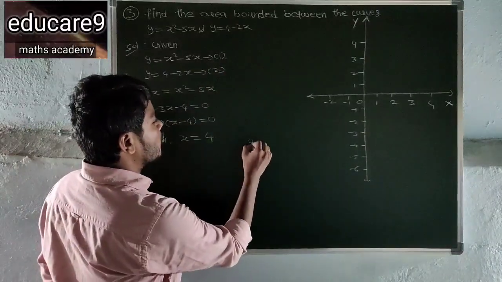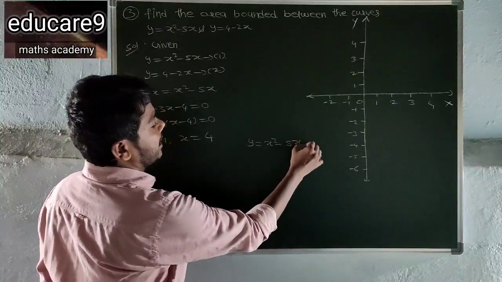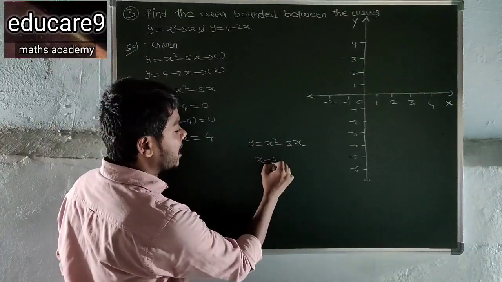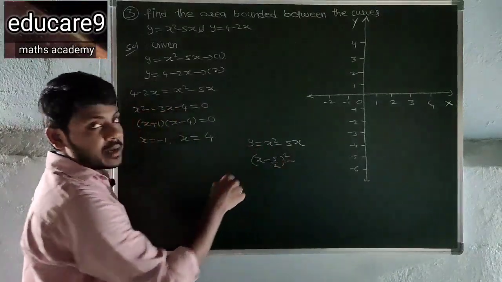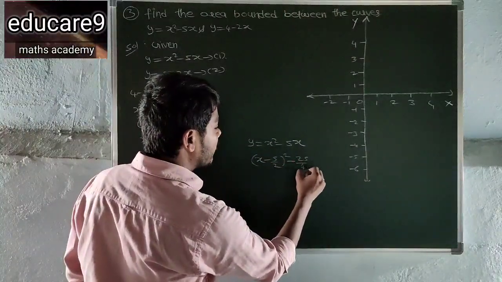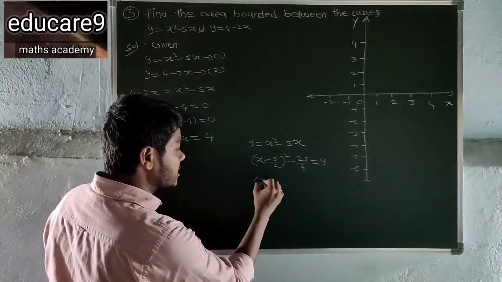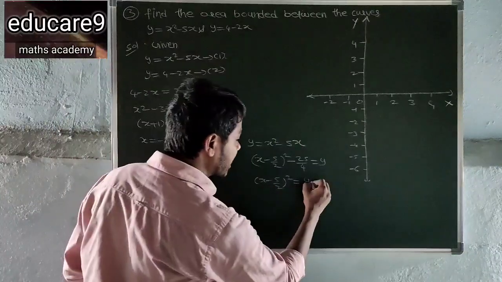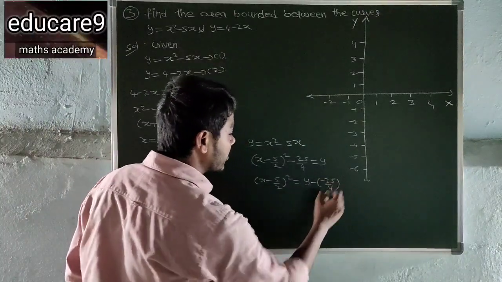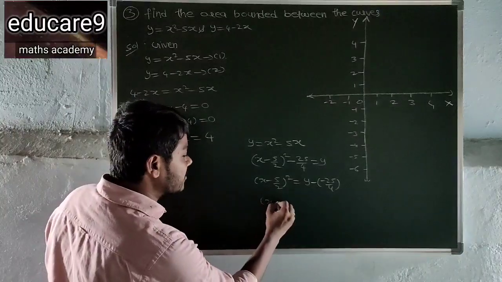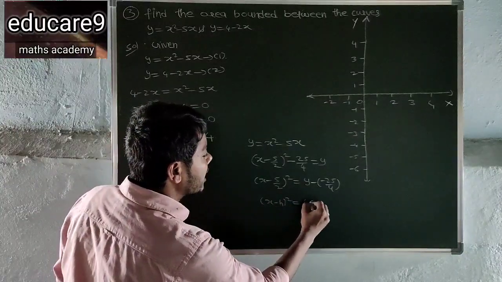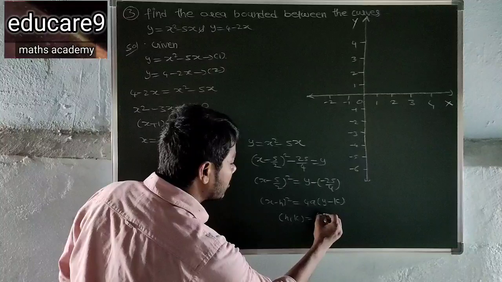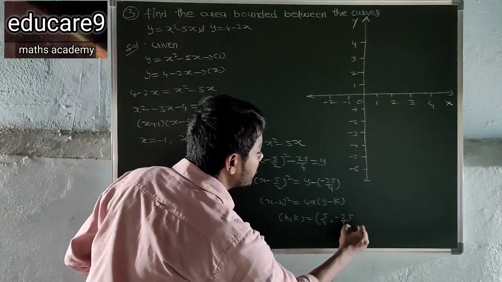See the first one, y is equal to x square minus 5x. Now this can be written as x minus half the value of 5, that is 5 by 2, whole square, minus 5 by 2 square, that is 25 by 4, is equal to y. Now clearly, this is x minus 5 by 2 whole square is equal to y plus 25 by 4. That can be written as y minus (minus 25 by 4). Now it is in the form of x minus h whole square is equal to 4a into y minus k. So clearly h comma k, that is the center, 5 by 2 comma minus 25 by 4.